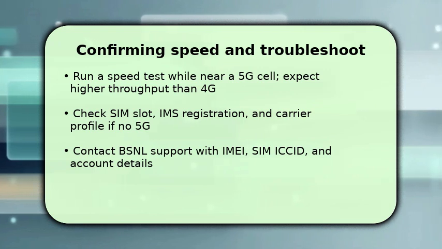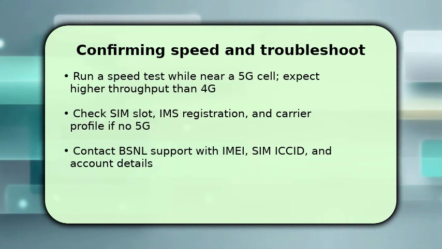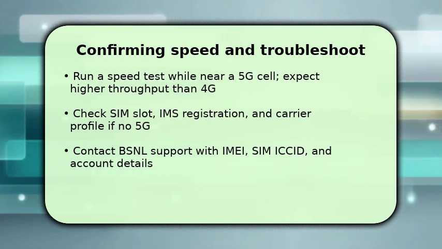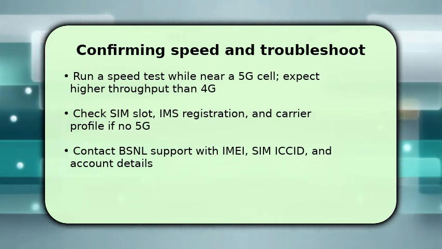If you don't get 5G, make sure the SIM is in the primary slot and the device's firmware and carrier profile are current. Also verify IMS/VoNR registration if calls fail. If issues persist, collect a IMEI and SIM ICCID, then contact BSNL support for provisioning checks. A fresh SIM swap often resolves persistent attach problems.